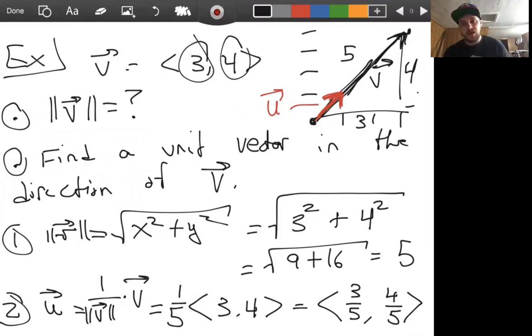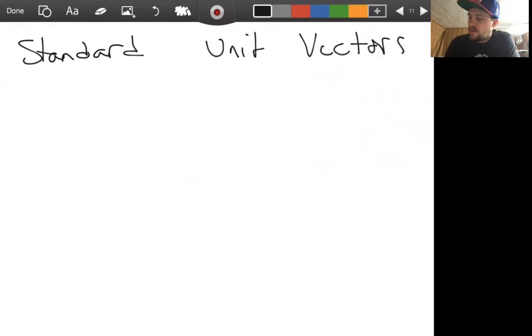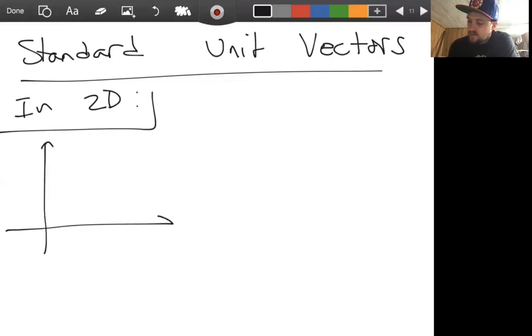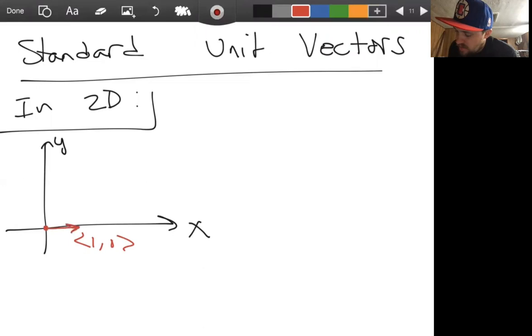Now, there's an arbitrary number of special types of vectors, which are called standard unit vectors. In 2 dimensions, there's 2. In 3 dimensions, there's 3. So let's talk about standard unit vectors. Okay. And in 2 dimensions, we have an x direction and we have a y direction. The 2 standard unit vectors, unit meaning magnitude 1, is the vector 1, 0, which is the vector of length 1 along the x-axis. And we call this vector i hat.